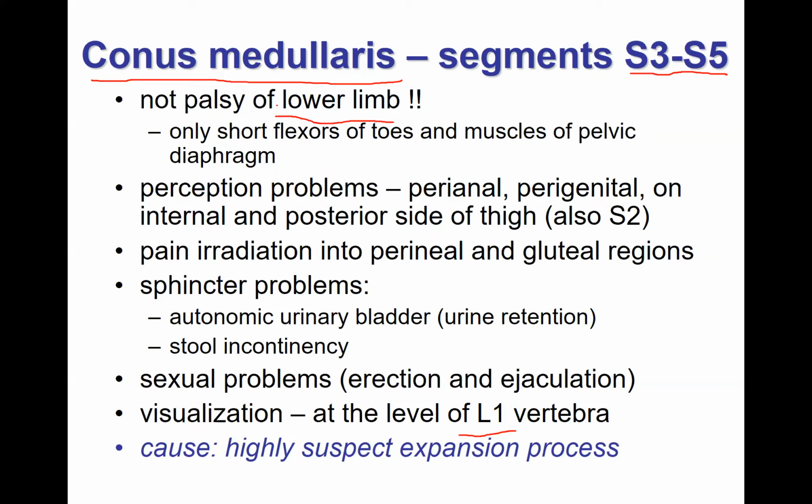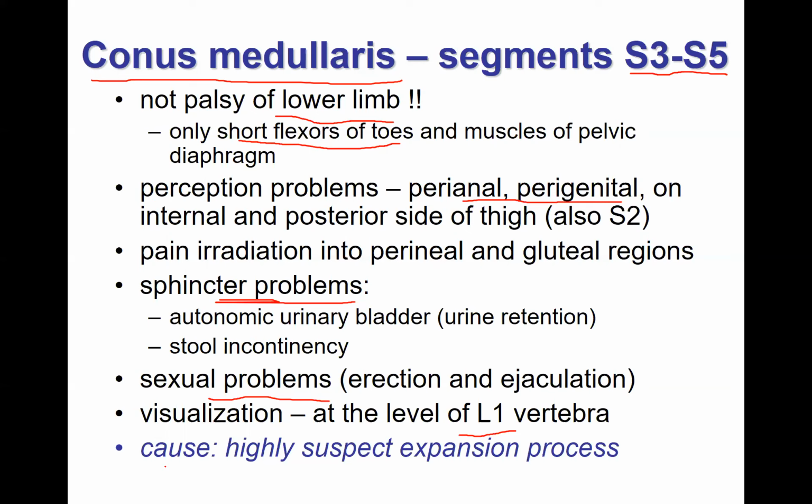There are some problems with the short flexors of the toes, but they are very discrete. That's an important information for experienced neurologists, not for you. So the problems will be in the area of the pudendal nerve. So the problems will be sphincter problems. Again, urine retention, stool problems, sexual problems, and problems with the skin perianally, perigenitally. And it will be symmetrical. This is important. It is symmetrical.